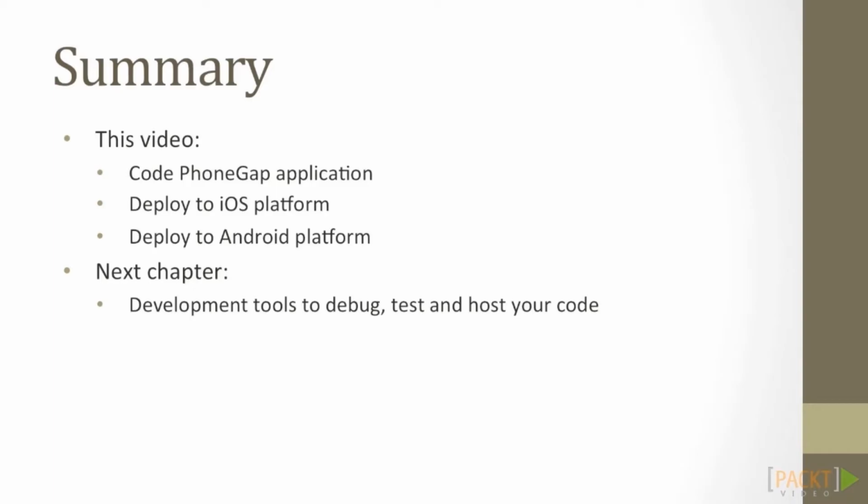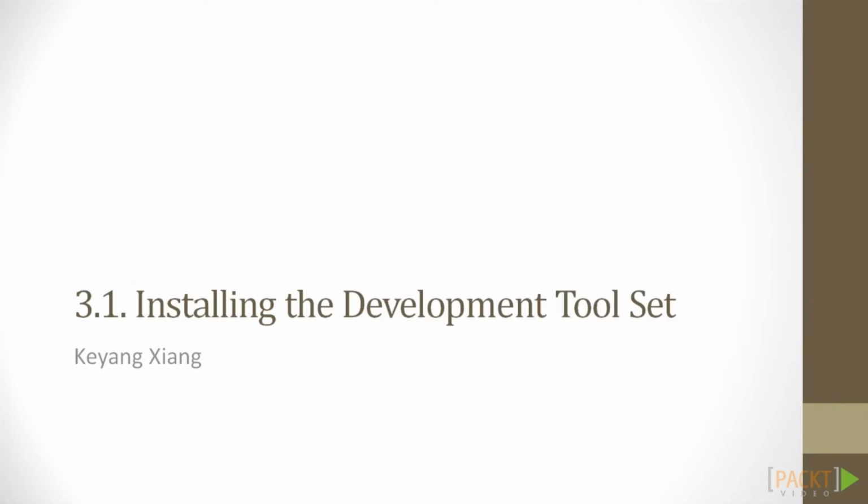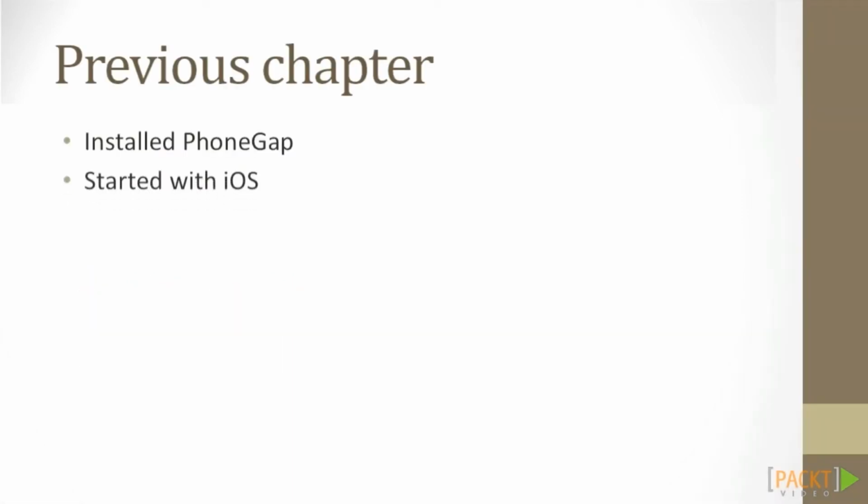In this video, we've learned how to code our application and how to deploy it on mobile platforms. You should be able to build and deploy your own iOS and Android app now. So far, we've introduced how to use the PhoneGap platform. In the next video onwards, we're going to go into the details of hybrid app development. In the next chapter, we will learn about the essential development tools. In the previous video, we developed our first Hello World application on different platforms.